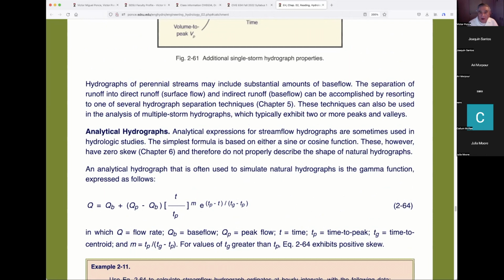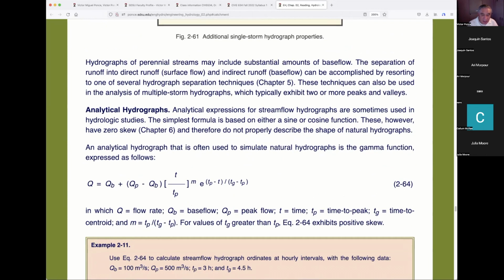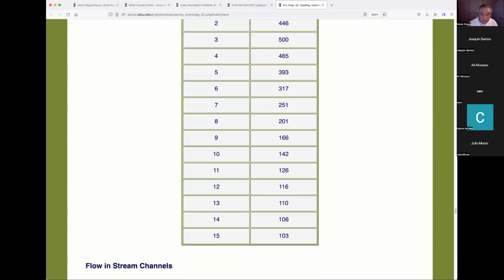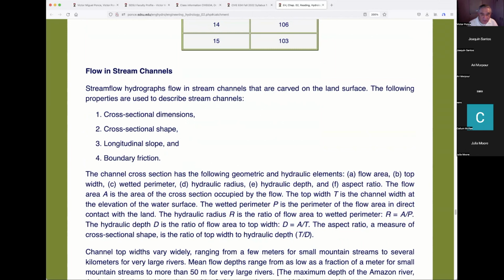An analytic hydrograph. I had a chance to use this in the 80s and 90s in my projects. If I wanted to specify a nice shape with defined properties, I would use this formula. Gamma hydrograph coordinates.